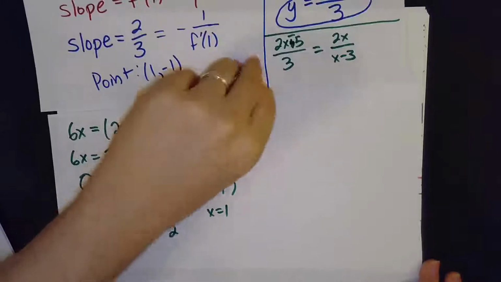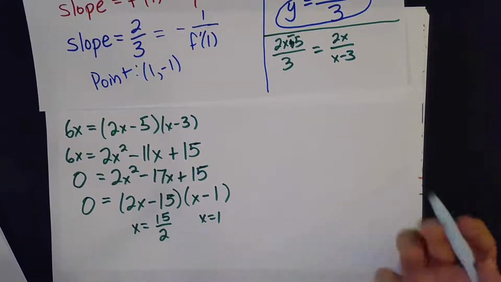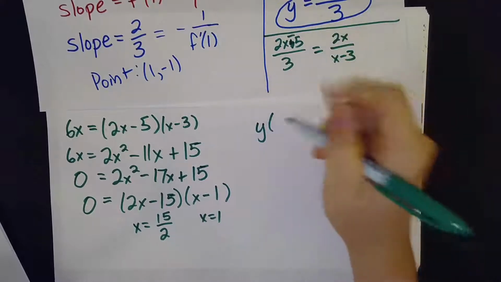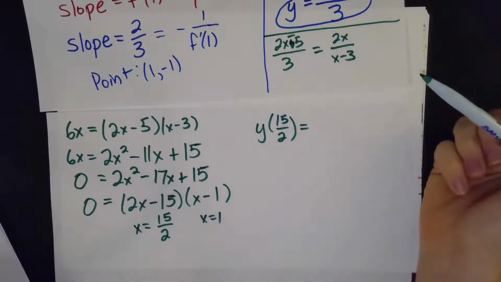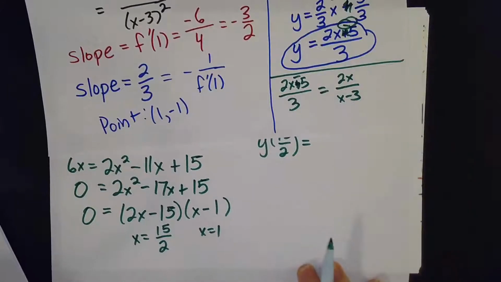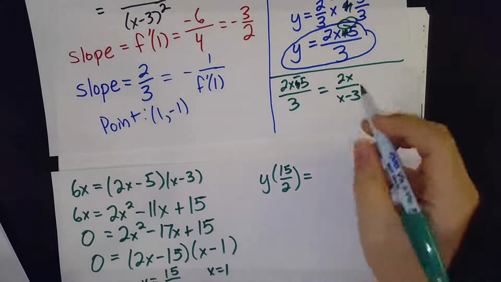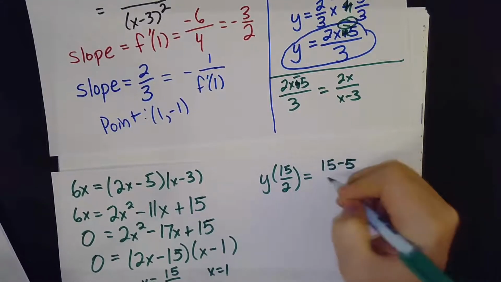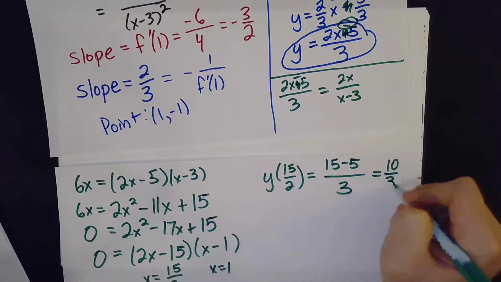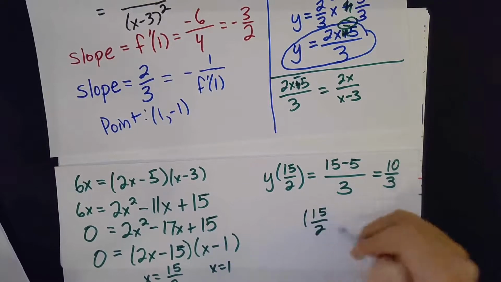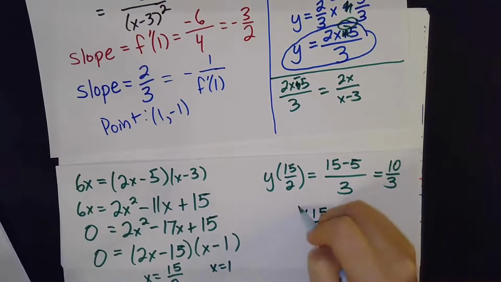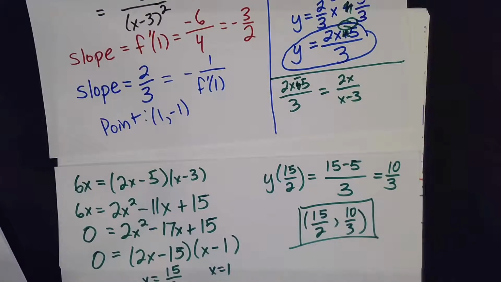Okay, and so that's the x coordinate. To get the y coordinate, I can just plug 15 halves in for x in either the original equation or the equation of the tangent line, whichever you prefer. I'll plug it into the equation for the tangent line, where it will give me 15 minus 5 over 3, or 10 thirds. So the coordinates of the point are 15 halves, 10 thirds. Any questions about that?